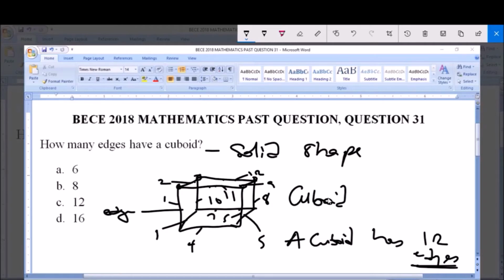So therefore, a cuboid has 12 edges. Now from the options, option A says 6, which is wrong. B says 8, which is wrong. C says 12, which is correct. And D says 16, which is wrong. So the correct answer to this question is C, 12.